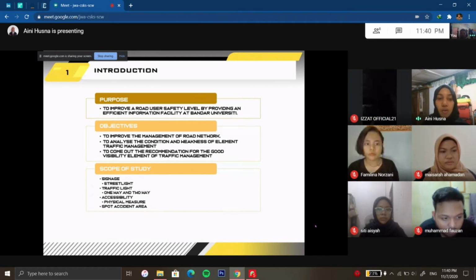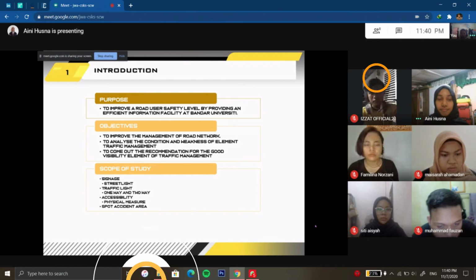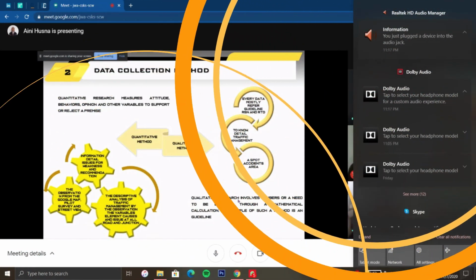And then the scope of study: we acquire the signage, street light, traffic light, one-way and two-way, accessibility, physical measure, and also spot accident area.